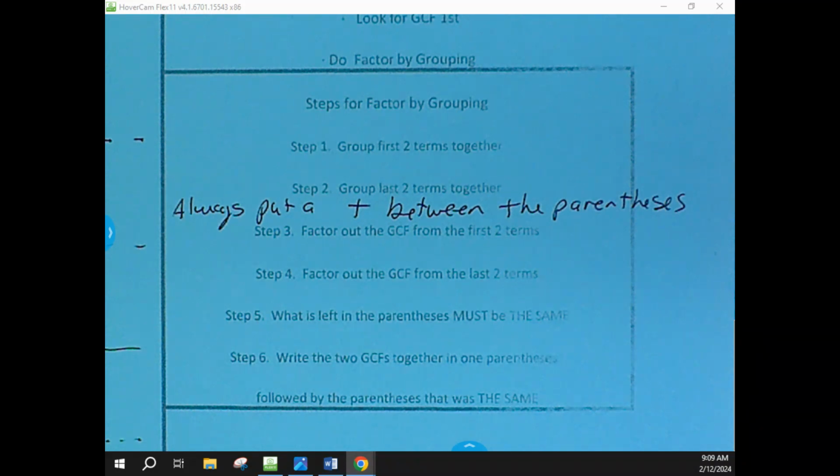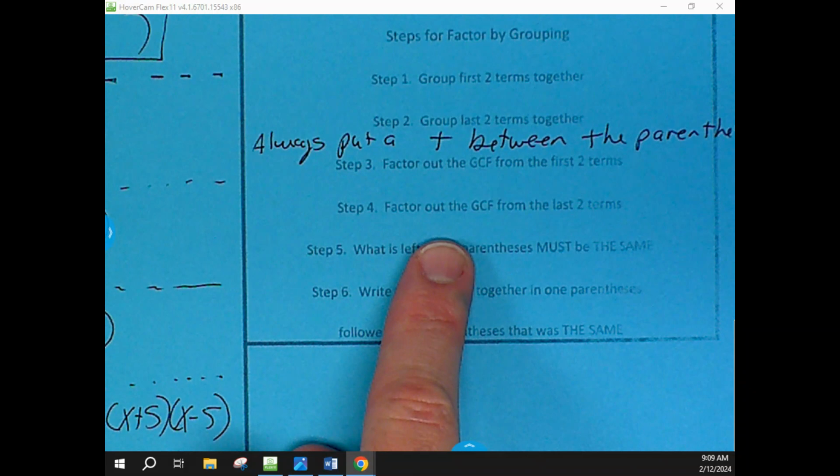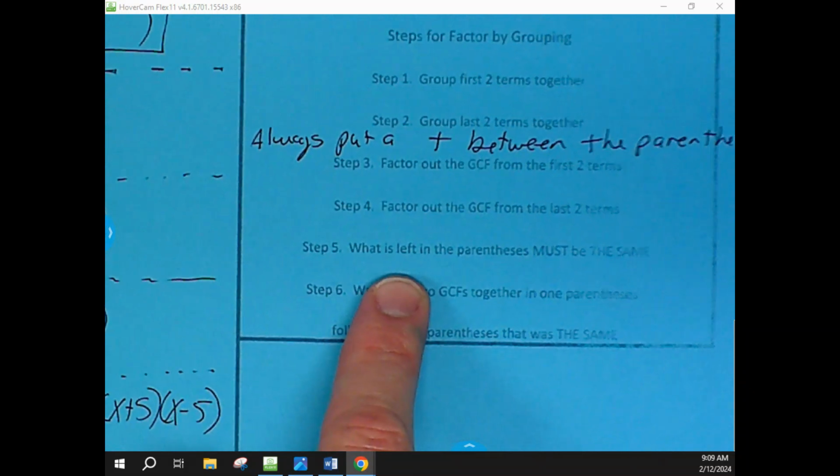Okay, and then step three, we're going to factor out the greatest common factor, just like we did back here with this one. From the first two terms, we're going to do the same thing in the second two terms. And then here's a built-in check for this when we do factor by grouping.